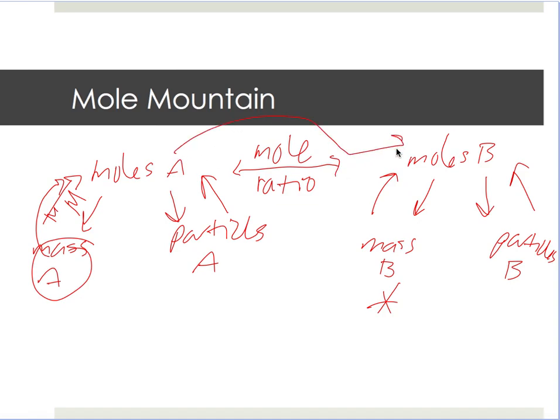Once I'm in moles of B, so that's step one. Step two is to go to here. Sorry, that's a really bad line. That's step two. This was step one. Once we're in moles of B, we're going down to grams of B. And again, this molar mass is in the middle.